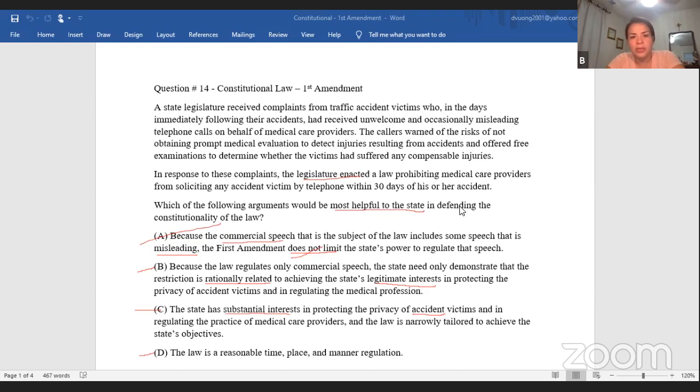A state legislature received complaints from traffic accident victims who, in the days immediately following their accident, had received unwelcome and occasionally misleading telephone calls on behalf of medical care providers. The callers warned of the risk of not obtaining prompt medical evaluation to detect injuries resulting from accidents and offered free examinations to determine whether the victims had suffered any compensable injuries. In response to these complaints, the legislature enacted a law prohibiting medical care providers from soliciting any accident victim by telephone within 30 days of his or her accident. Which of the following arguments would be most helpful to the state in defending the constitutionality of the law?